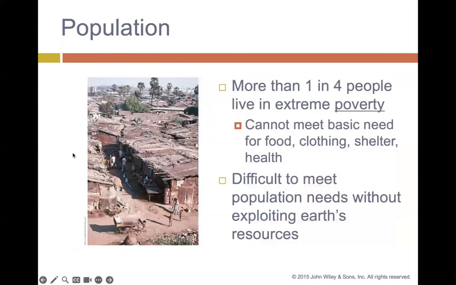A little bit more about population. More than 1 in 4 people live in extreme poverty where they cannot meet the basic need for food, clothing, shelter, and health. And it's difficult to meet population needs without exploiting Earth's resources.